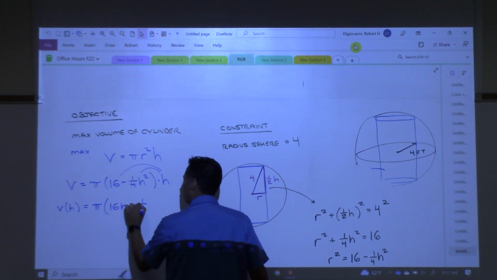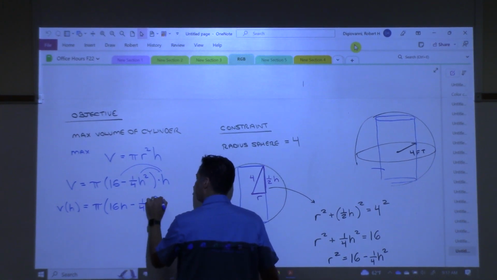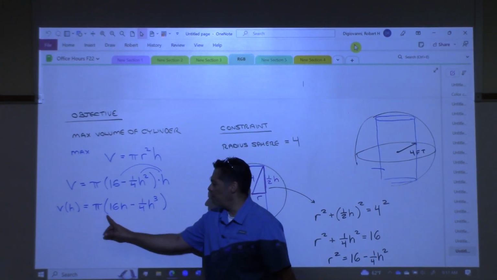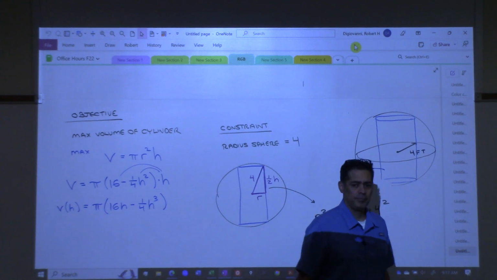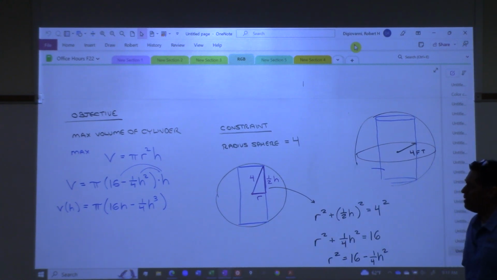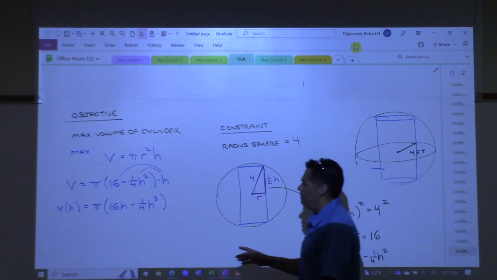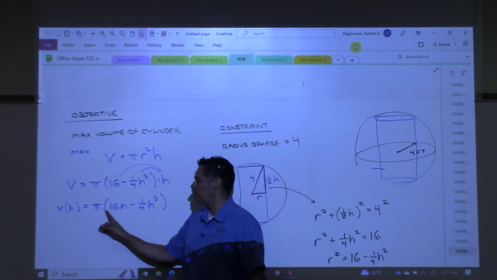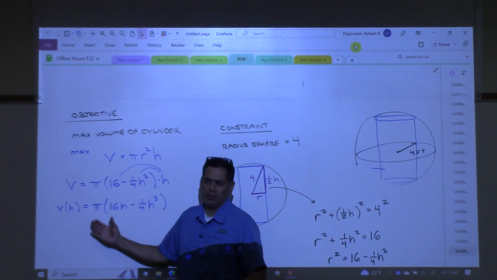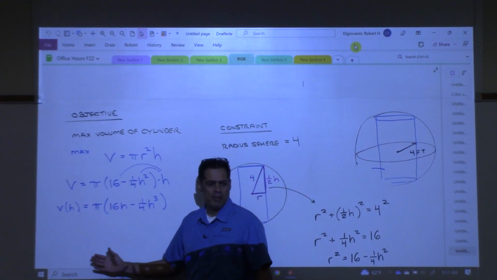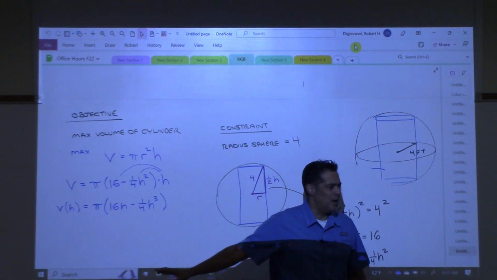16h minus 1/4 h cubed. I could also distribute the pi through, right? I could pass that pi through there. Do y'all want to? Doesn't matter? We have to differentiate this, don't we? At some point. And if I leave the pi out here, it's not a product rule, right? Because that's a constant. So it'll just come for the ride when we take a derivative. So I think I'm just going to leave the pi out front.